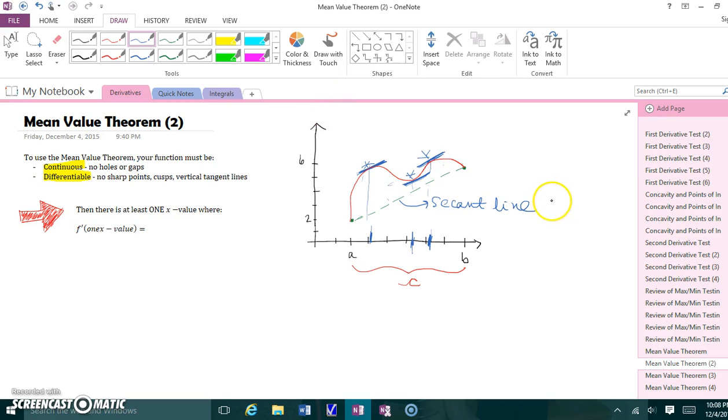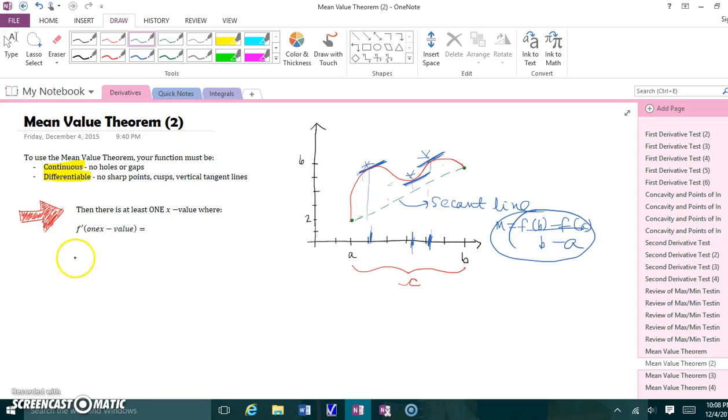Now, so that the definition makes sense, let's just think what a slope of a secant line is. Slope of a secant line is just (y2 - y1)/(x2 - x1). So that would be (f(b) - f(a))/(b - a). And we know that at some c value, the slope of the tangent line is equal to this slope. Well, slope of a tangent line is just derivative, or f'. So this is what it says.